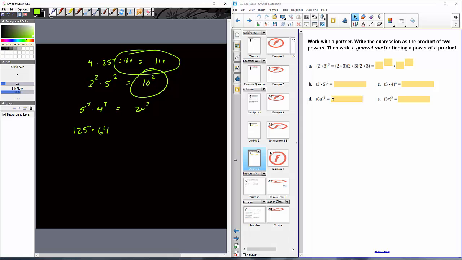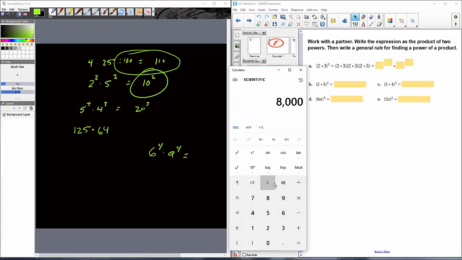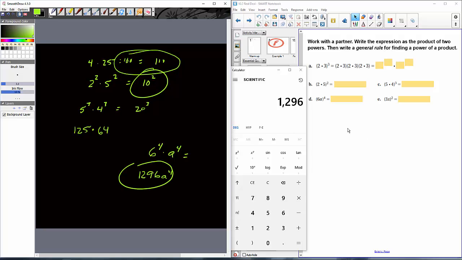Okay. Now if I look at this, if I have this here, I will have 6 to the 4th times a to the 4th. I'm showing you this because if I take 6 to the 4th, that means 6 times 6 times 6 times 6, and that equals 1,296. But I still have a to the 4th as well. So that's my answer. This one here would be like 3 times 3, which is 9. But then I also have to apply the squared to the x, so it'd be 9x squared.